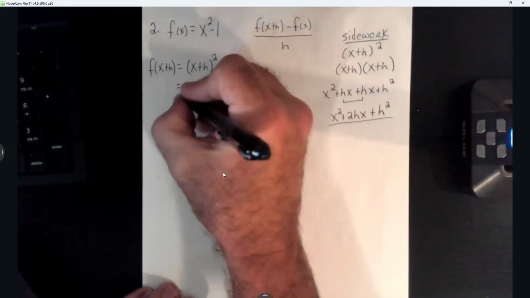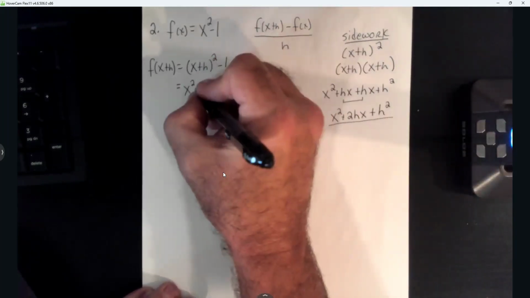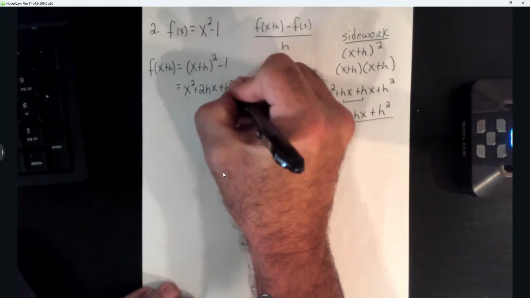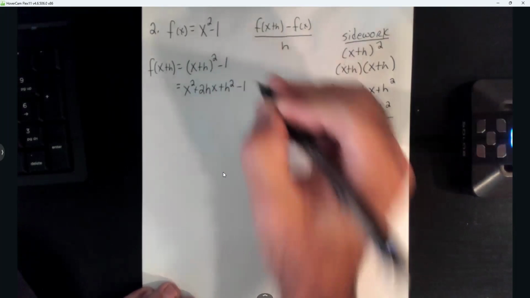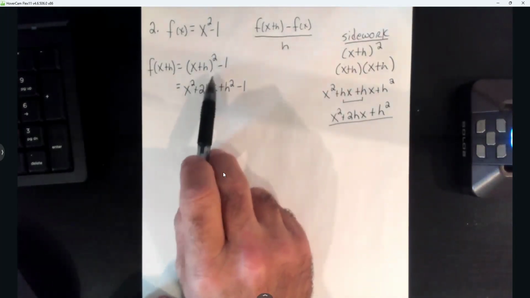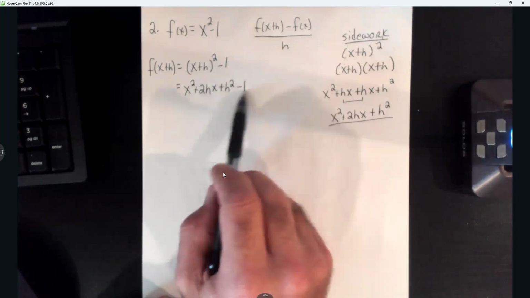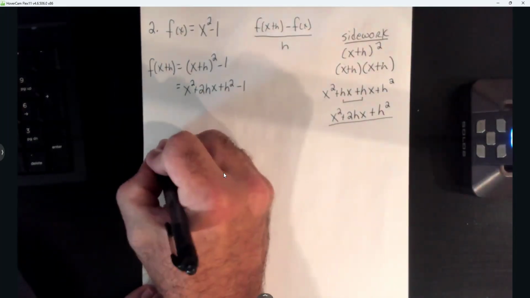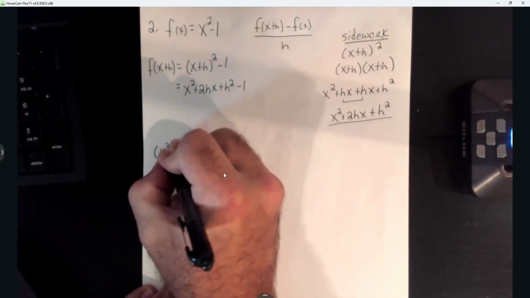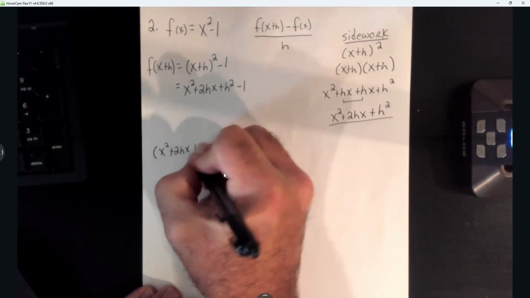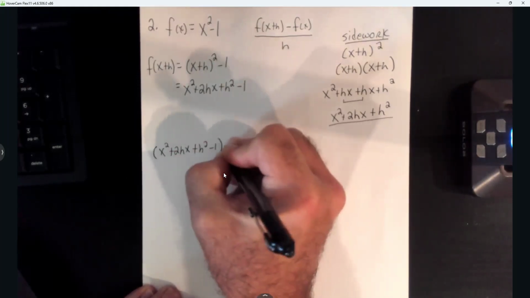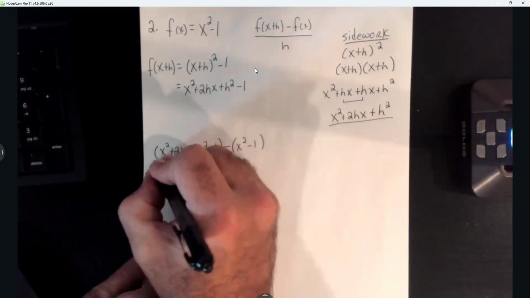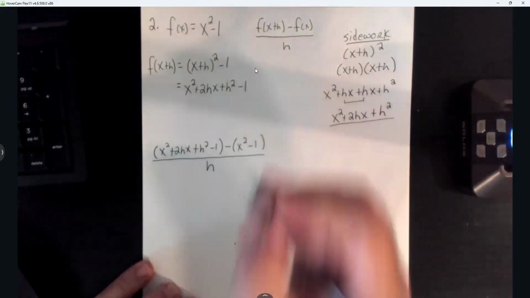So this is going to give me x squared plus 2hx plus h squared minus 1. All right, so that is now this. I now know what f of x plus h is. So y'all, I'm going to put them in my formula. F of x plus h minus f of x, which is x squared minus 1, all of that over h.